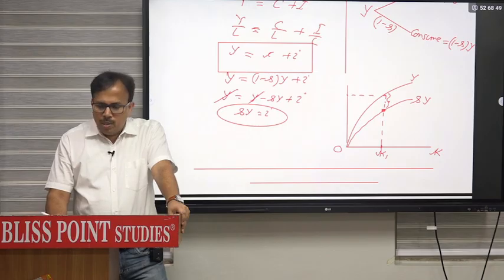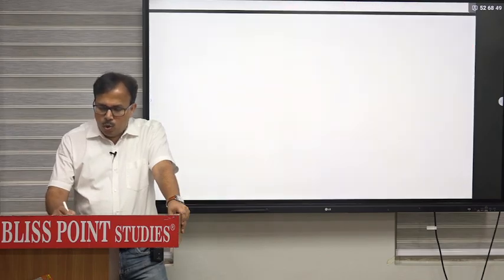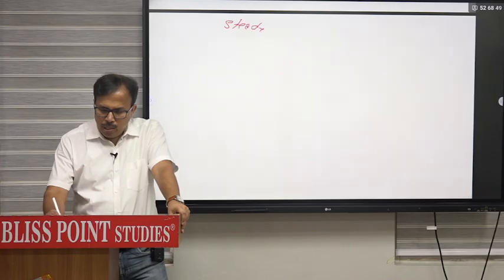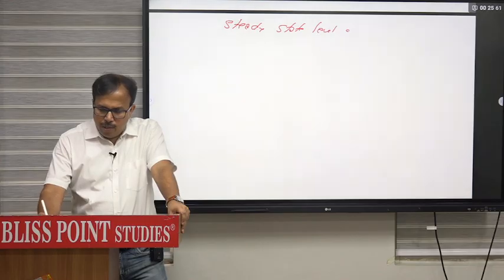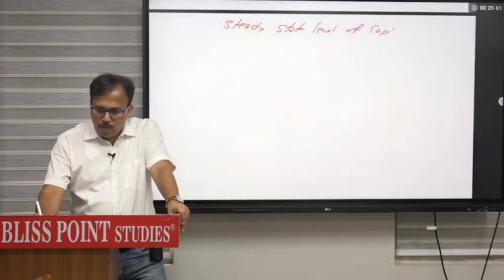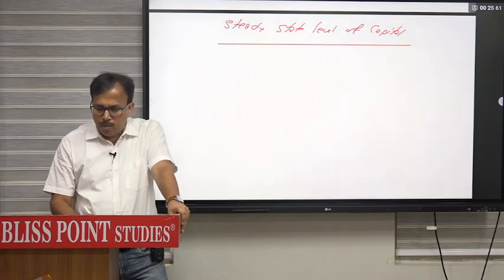So up to this was basically a tool for understanding the Solow model. Now we can explain the first part of it, which is the steady state level of capital. Just now understand this part.